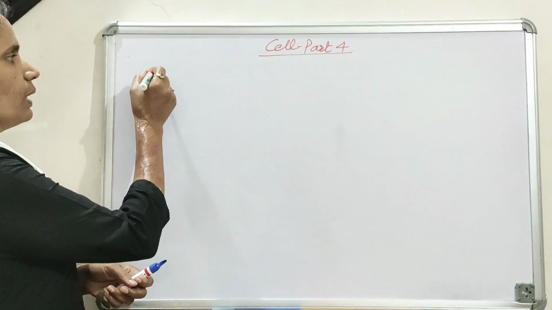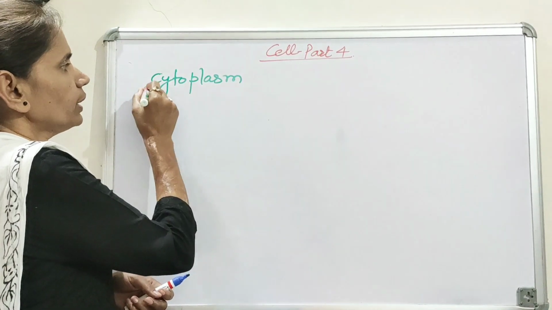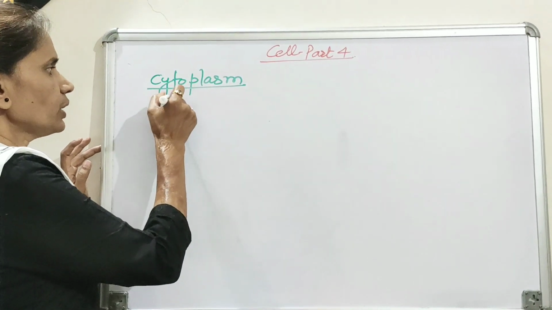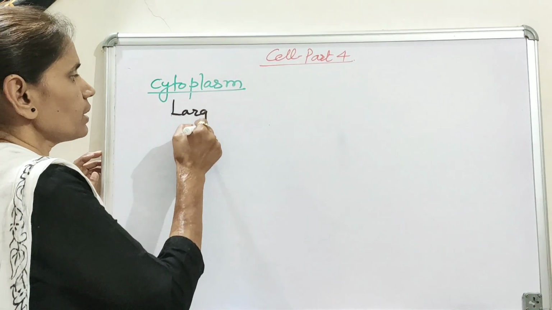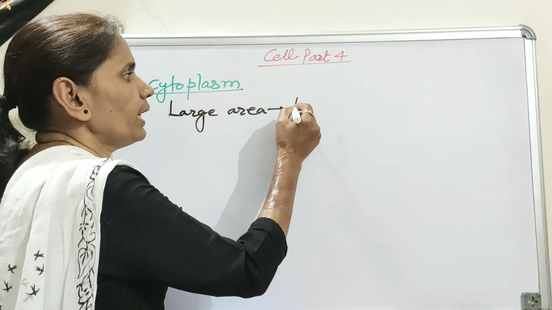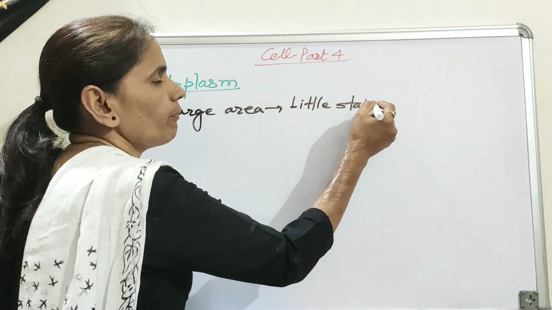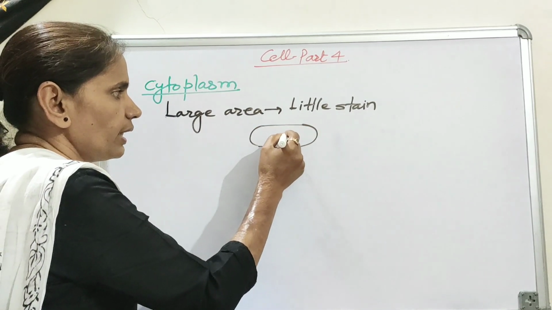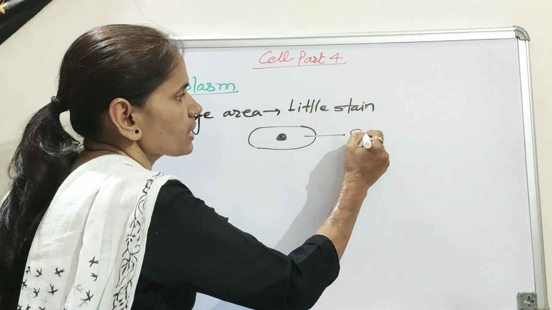The next cell component is the cytoplasm. Now when we observe the temporary or the wet mounting of the cell, we observe that a large area or the large region is enclosed within the plasma membrane. Now this large area takes up very little stain. So if we compare the color of this area, it is faint as compared to the nucleus. So this large area that is enclosed within the plasma membrane is known as cytoplasm.